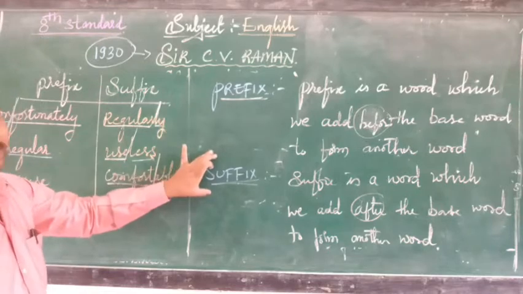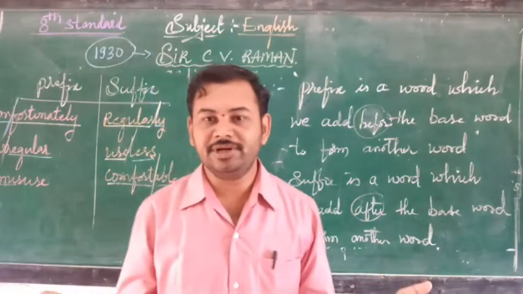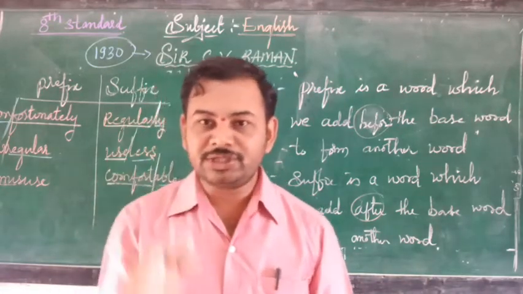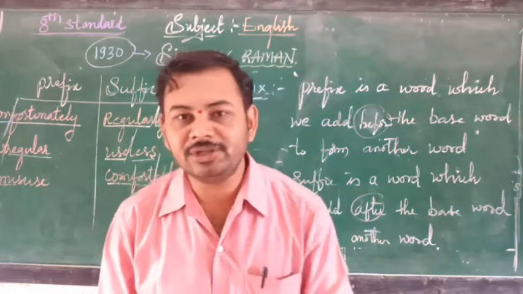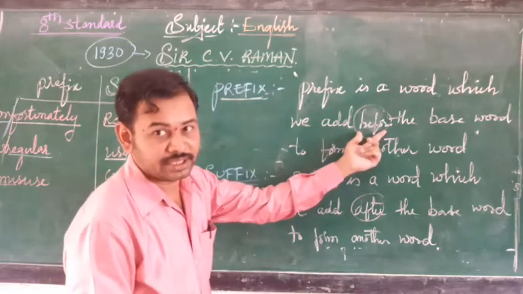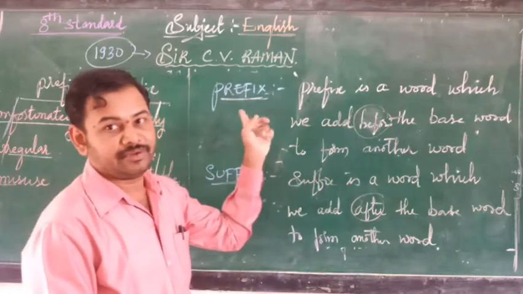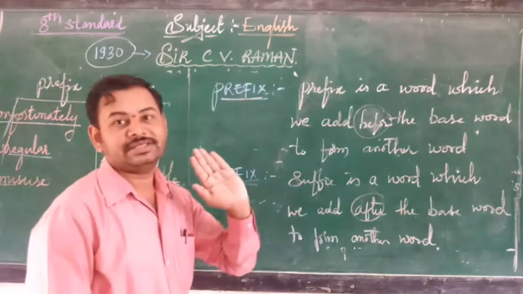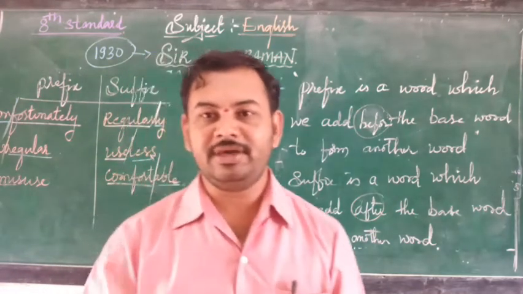Prefix and suffix. See, in your text there are many prefixes and suffixes. Today, that is also your homework. You should list out 10 prefixes and 10 suffixes, and also you should write the examples. I have corrected a small thing here. The word which we add before the base word is called the prefix. The word which we add after the base word is known as the suffix. Got it, my dear student? So these are the important things about the grammar.